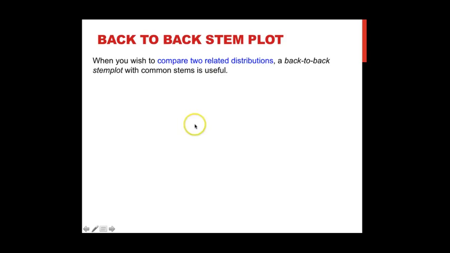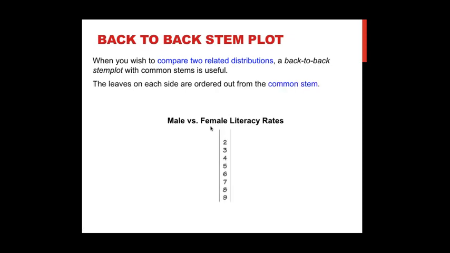Another really useful thing about stem plots is comparing two related distributions. For example, in this case, we were talking about male versus female literacy rates. I can easily compare these two groups, the males and the females, by doing a back-to-back stem plot. It's important to recognize that in a back-to-back stem plot, you're going to use a common stem. So both the male data and the female data are going to be attached to the same stem in the center.